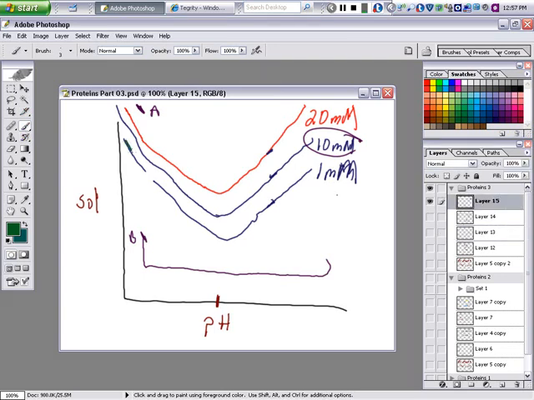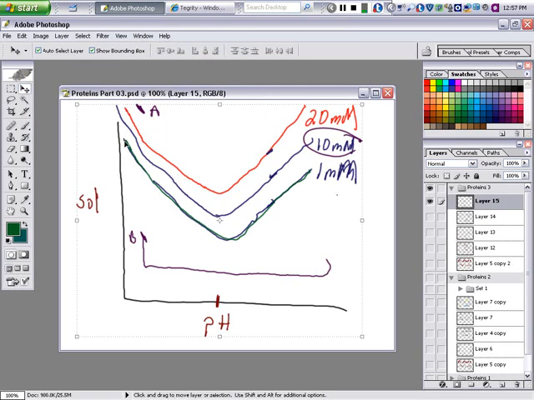Okay. Yes, here we have green here. So now we have protein here in a 1 millimolar solution. And so what happens in that 1 millimolar solution, you're going to increase the pH, and as it gets closer and closer to the isoelectric point, then what happens? The protein becomes less dissolvable the closer it gets to the isoelectric point because there are fewer charges.